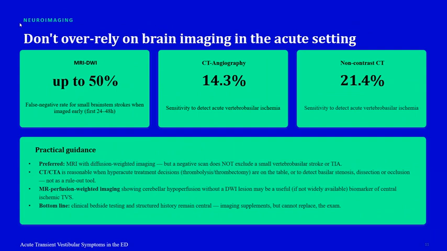MRI perfusion weighted imaging showing cerebellar hypoperfusion without a DWI lesion may be a useful biomarker of a central ischemic transient vestibular symptom, but it is not widely available. The bottom line is that clinical bedside testing and structured history remain central. Imaging supplements but cannot replace the clinical examination.